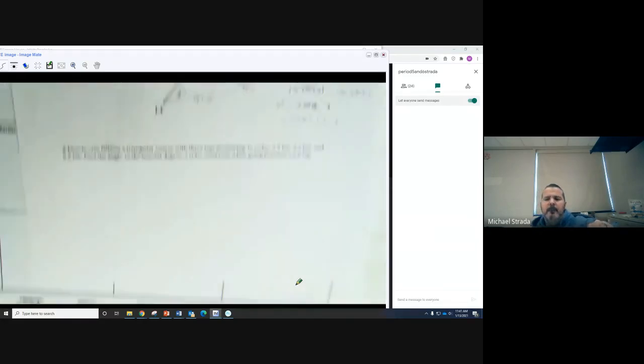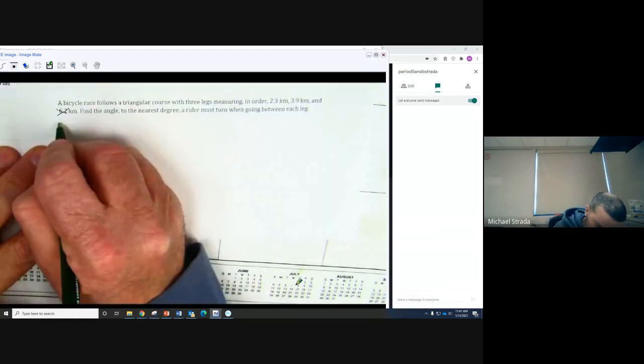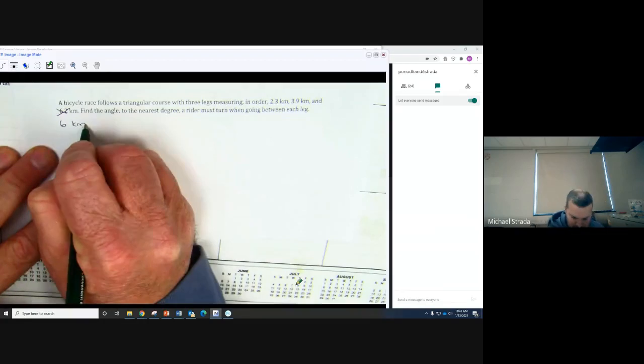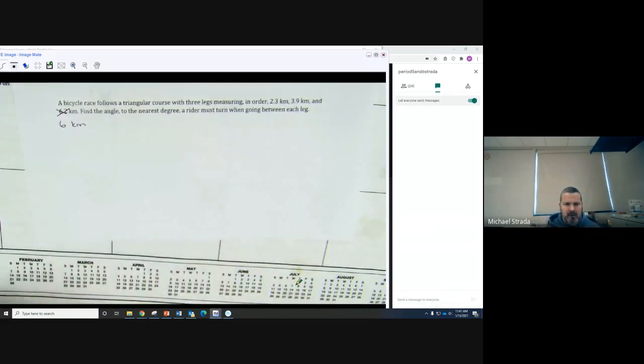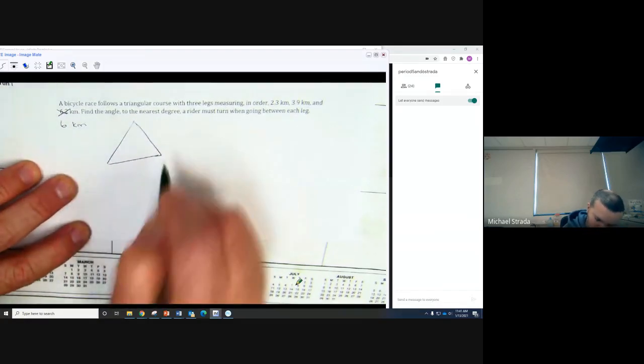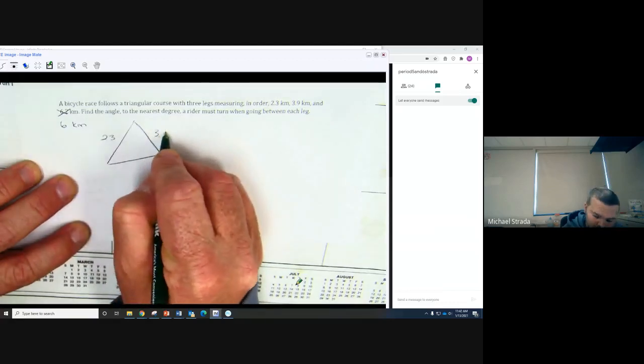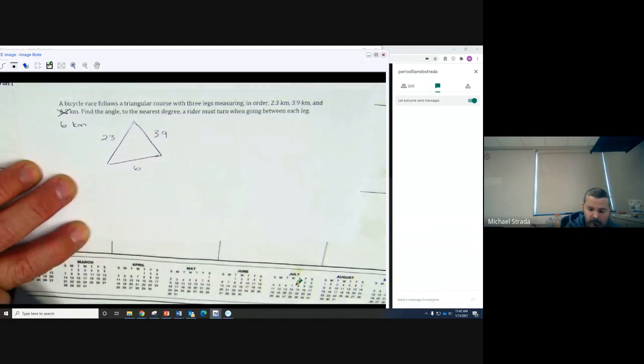All right, we'll come to the bicycle race and we're going to change this from 6.2 to just 6 kilometers. A bicycle race follows a triangular course with 3 legs measuring in order 2.3 kilometers, 3.9 kilometers, and 6 kilometers. Find the angle to the nearest degree a rider must turn when going between each leg. So again, I draw myself a triangle. Doesn't need to be drawn to scale. There's my 2.3. There's my 3.9. There's my 6.